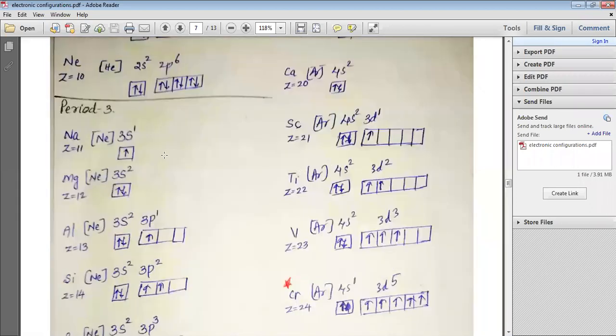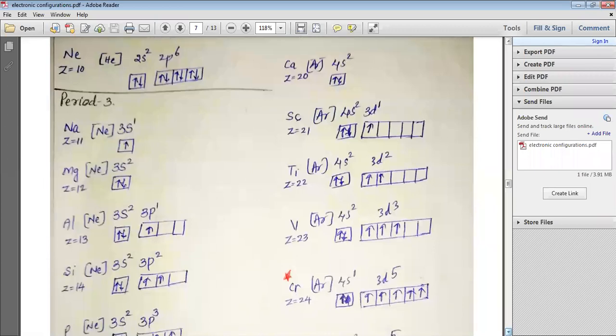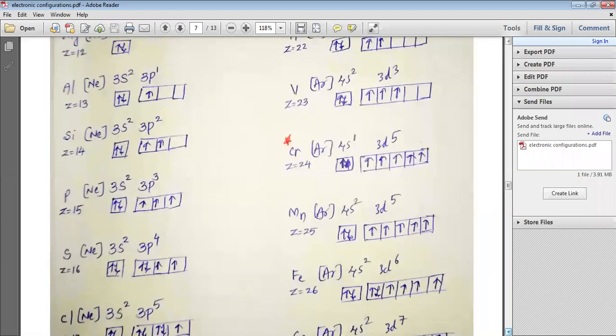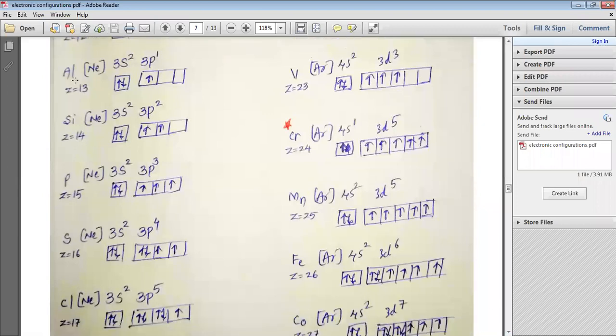So when you have sodium, Z = 11, you write it [Ne] 3s1, and one electron is filled with the up spin. Magnesium, Z = 12. Neon means 10 electrons, that is 1s2 2s2 2p6. So magnesium is [Ne] 3s2. In the s orbital, the electron is filled with the opposite spin. Then we have Z = 13, aluminium. Aluminium has [Ne] 3s2 3p1. So in the p orbital, one electron goes with the same spin.